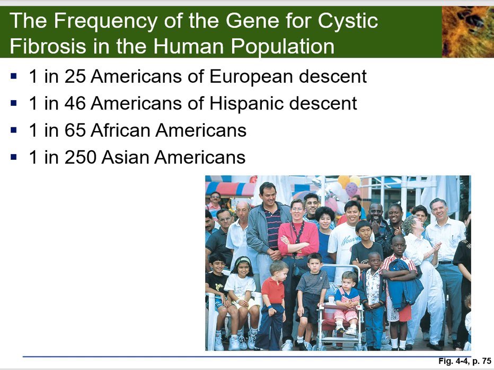Okay, the frequency of the gene for cystic fibrosis in the human population is 1 in 25 Americans of European descent, 1 in 46 Americans of Hispanic descent, 1 in 65 African Americans, and 1 in 250 Asian Americans.